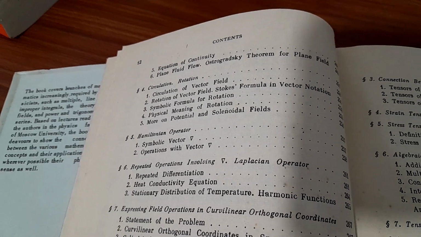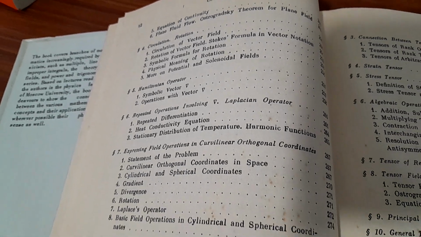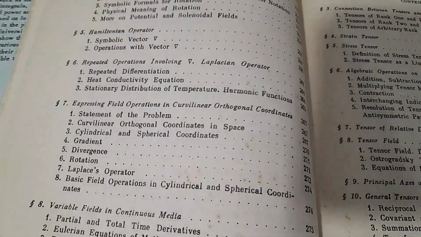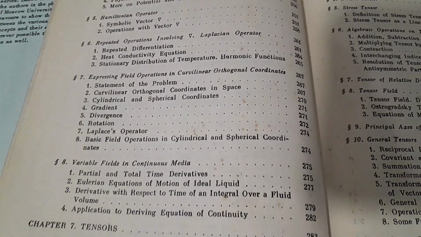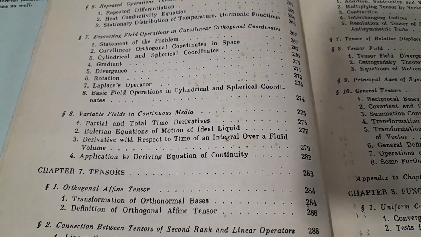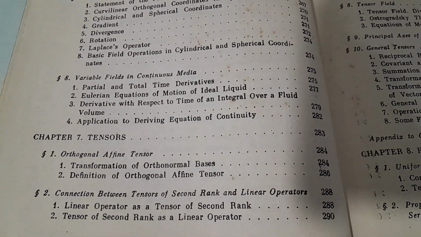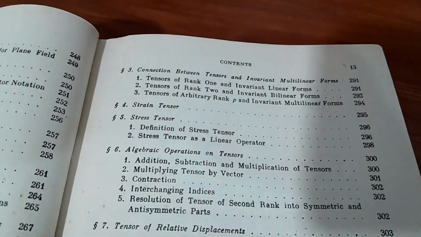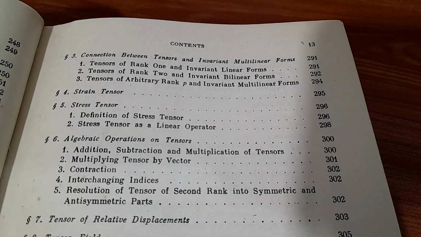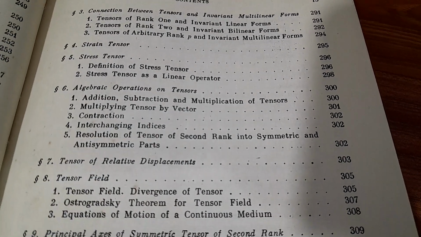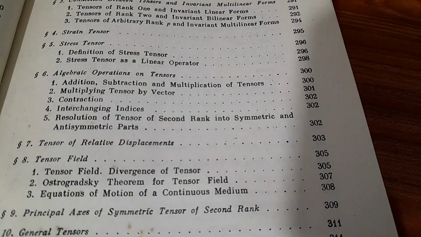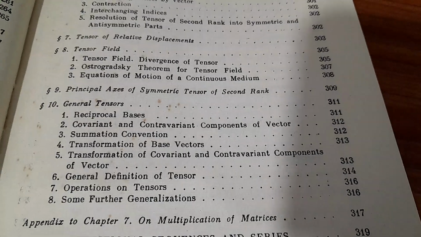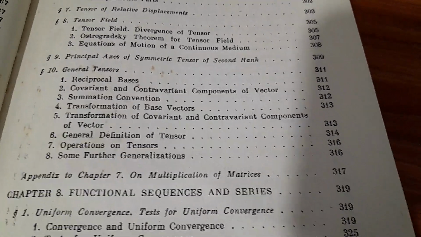Chapter 6, field theory: scalar field, vector field, flux of a vector field, divergence. We have circulation, rotation, Hamiltonian operator, then repeated operations involving the Laplacian operator, expressing field operations in curvilinear orthogonal coordinates, variable fields in continuous media. Chapter 7, we have tensors, orthogonal affine tensor, connection between tensors of second rank and linear operators. Then connection between tensors and invariant multilinear forms, strain tensor, stress tensor, algebraic operations on tensors, tensor of related displacements, tensor field, principal axes of a symmetric tensor of second rank, general tensors.